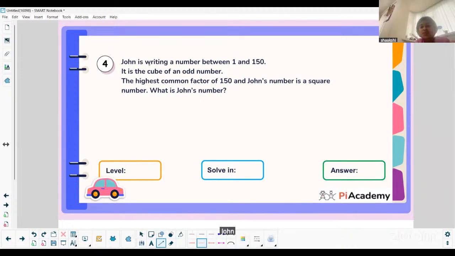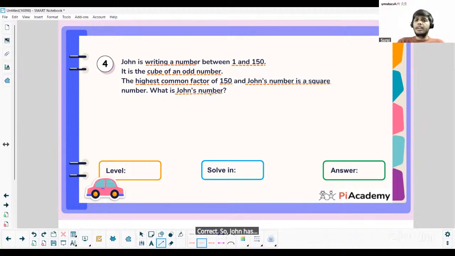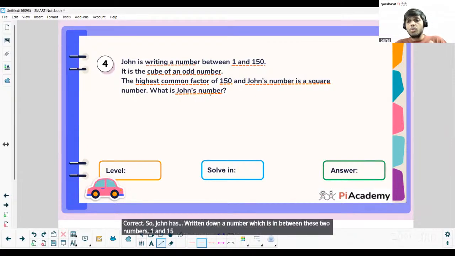John is writing a number between 1 and 150. It is a cube of an odd number. The highest common factor of 150 and John's number is a square number. What is John's number? Correct. So John has written down a number which is in between these two numbers, 1 and 150. It is the cube of an odd number.